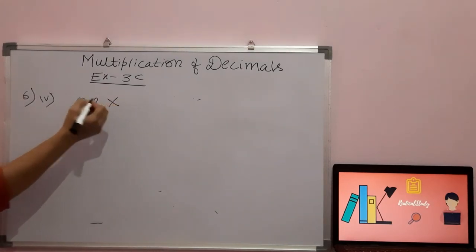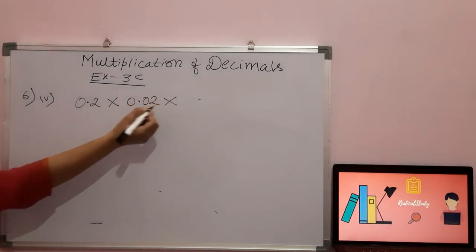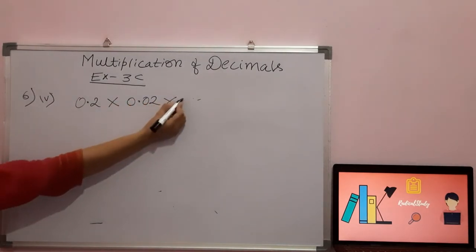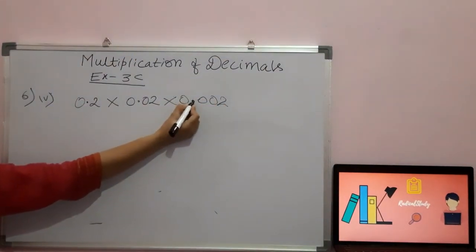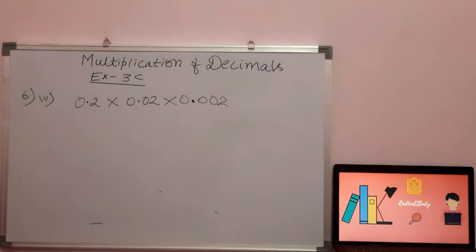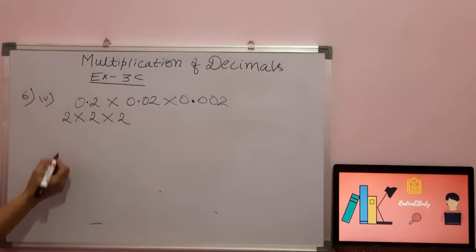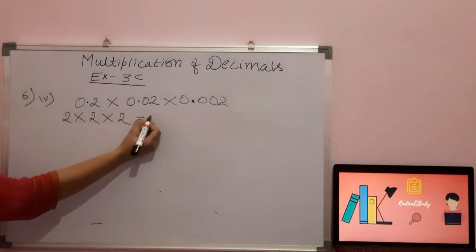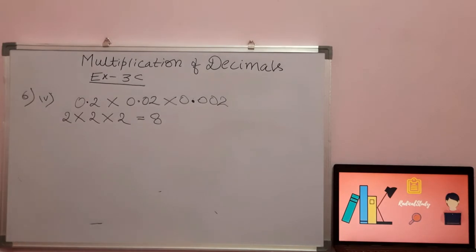0.2 multiplied by 0.02 multiplied by 0.002. Right students? Now we have 3 numbers. How many numbers did we get? 3 numbers. So we are going to follow the same things. What will you all do? First, ignore the decimal points and note the three numbers. 2 multiplied by 2 multiplied by 2. 2 2s are 4, 4 2s are 8. What is the answer? 8.